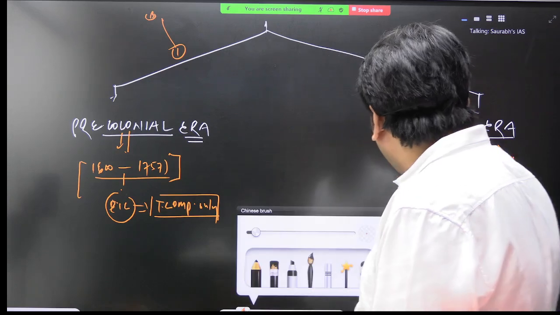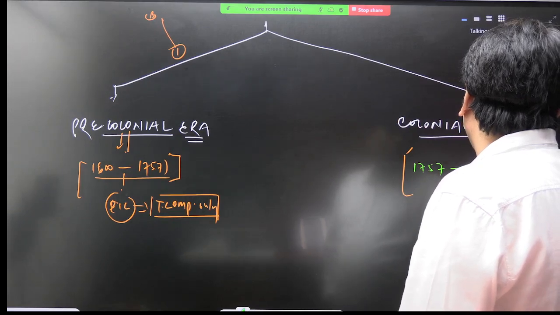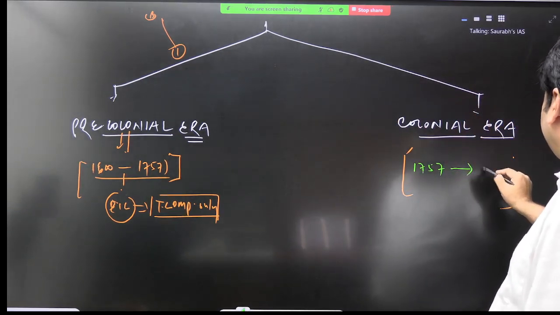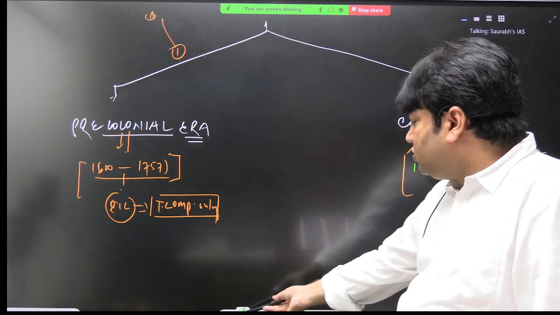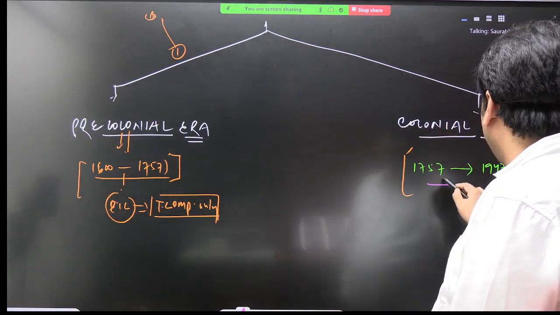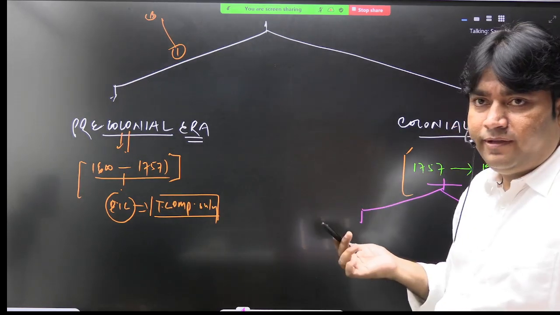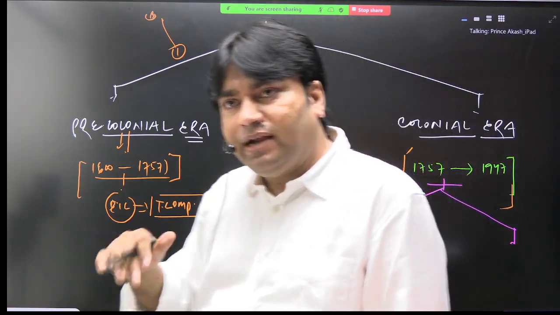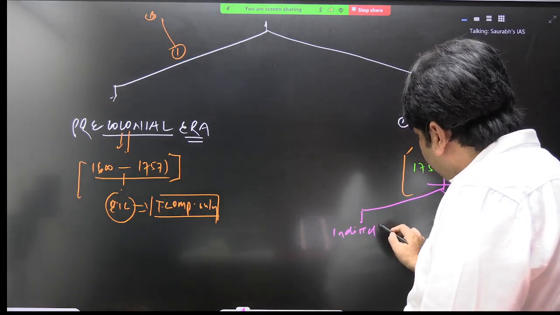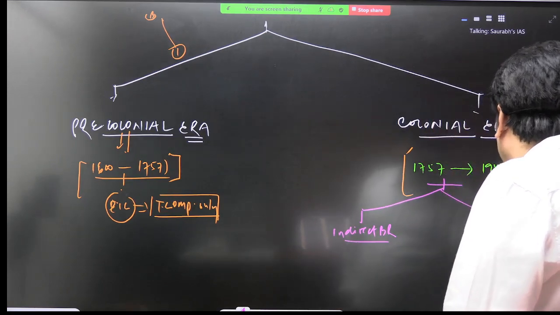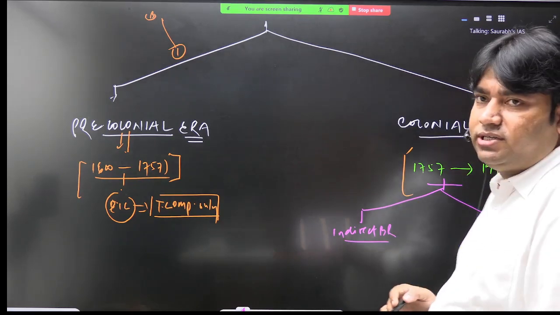And which era will be called colonial era? The answer is very simple. You will count it from 1757 to 1947. 1757 to 1947. And now this can be divided into two parts. इसको भी कर सकते हैं. In this colonial era, what we see? British rule. So one phase is indirect British rule and the second phase is direct British rule.